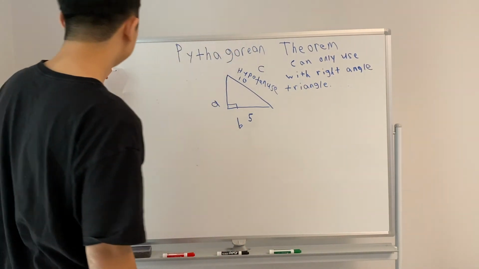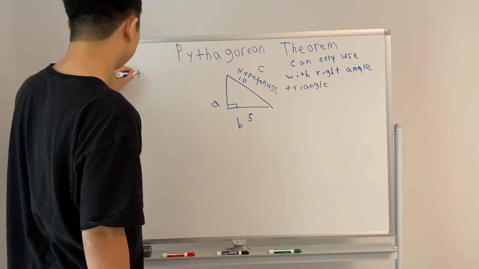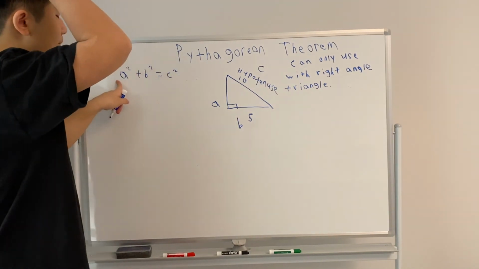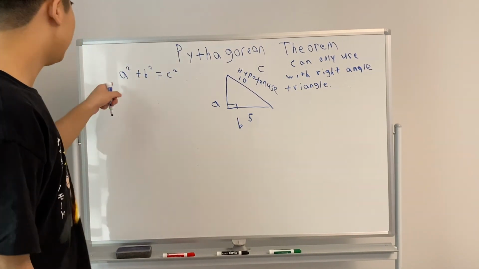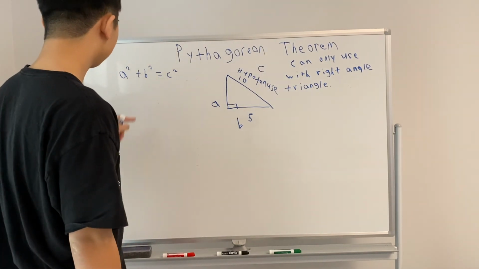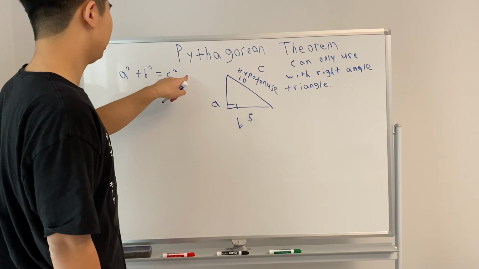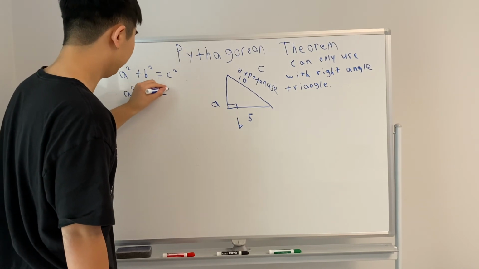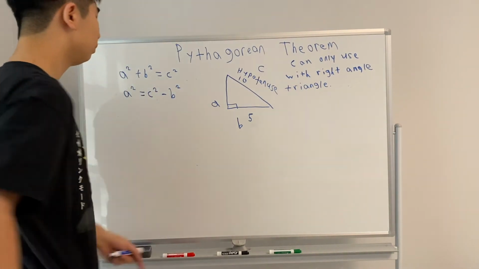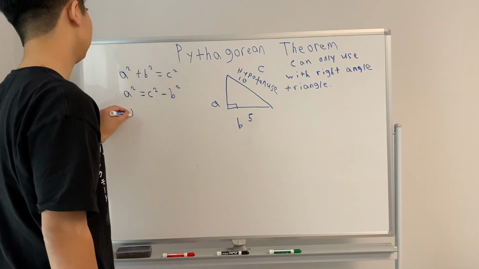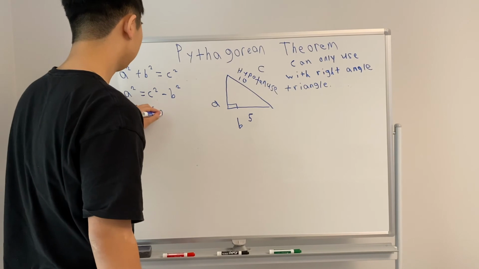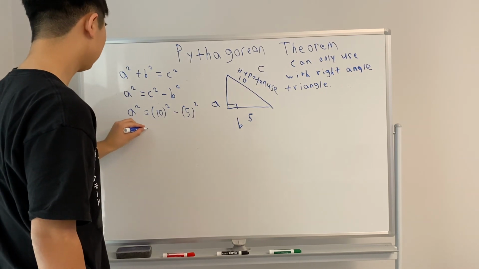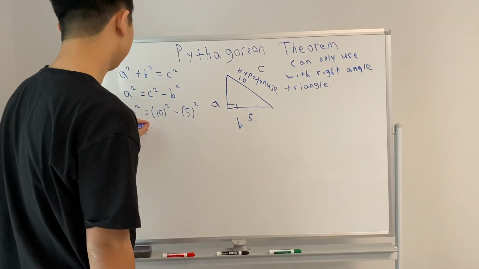Well, if this is the formula, if I'm solving for side A, I want to isolate that side. So to isolate A, I want to get rid of this B. So I can subtract B from this side. Therefore, I have to subtract B from this side. So therefore, this is A squared equals C squared minus B squared. And now that I've done that, plug in the numbers, solve for A. Pretty simple. So A squared equals 10 squared minus 5 squared. A squared equals 100 minus 25, 75.